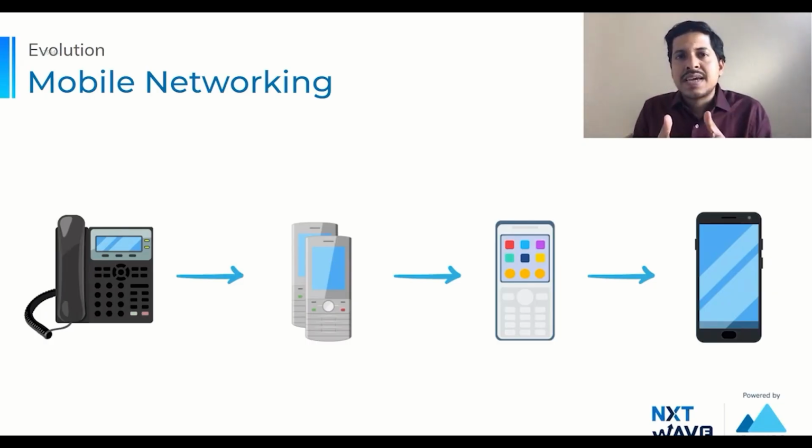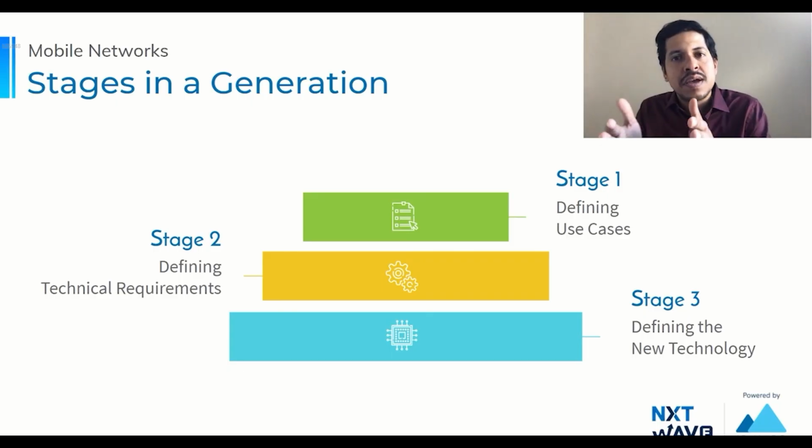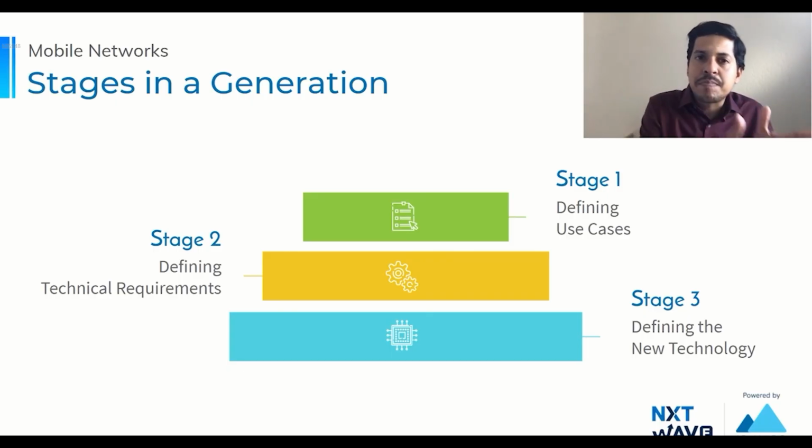But what is it that makes one generation different from the others? What goes into the making of a new generation? There are 3 stages in creating a new generation. The first stage is defining the use cases, the capabilities that the new generation of mobile networks must be able to provide that previous networks were not able to support.